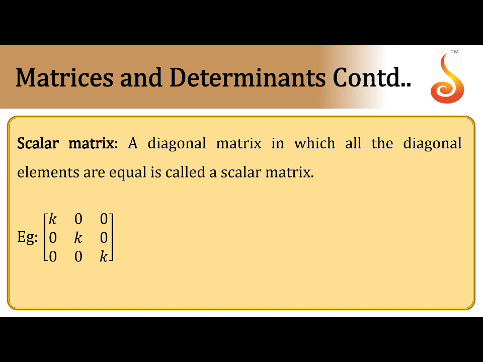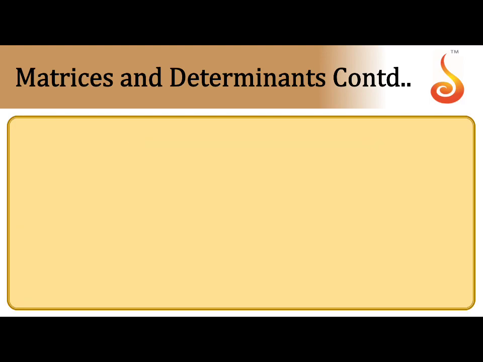Next, scalar matrix. A diagonal matrix has diagonal elements and the other elements are 0. A diagonal matrix in which all the diagonal elements are equal is called a scalar matrix. If all the elements of the principal diagonal are equal in a diagonal matrix, you call that matrix a scalar matrix. Just observe, all are equal. The diagonal elements are equal, so it is a scalar matrix.